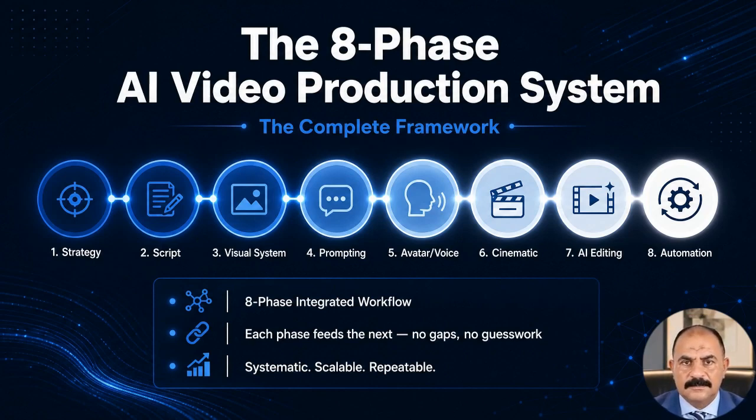The key insight: these are not independent steps. They are connected. Your script informs your visuals, which inform your prompts, which inform your cinematic choices. Everything feeds into your automation pipeline. When you run this as a system, you get consistency, speed, and quality. Skip steps, and you get the random results everyone complains about.